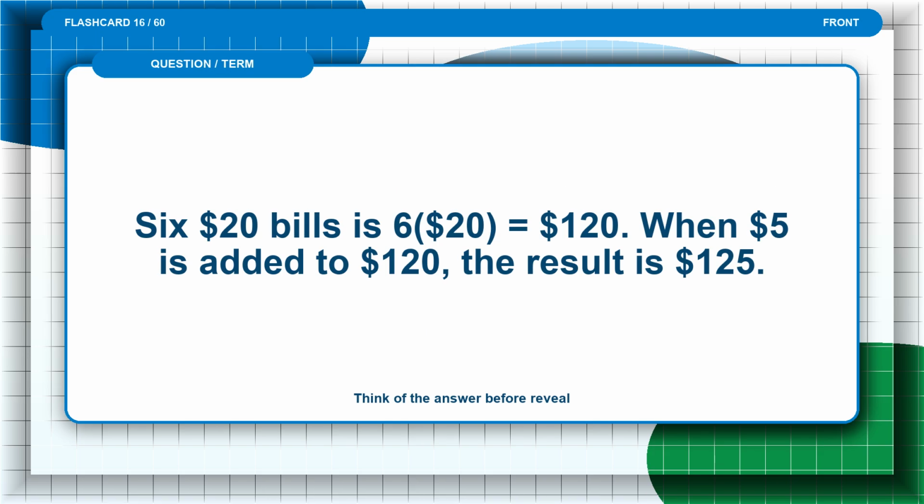Flashcard 16. 6 $20 bills is 6 times $20 equals $120. When $5 is added to $120, the result is $125. Think of the answer before the reveal.